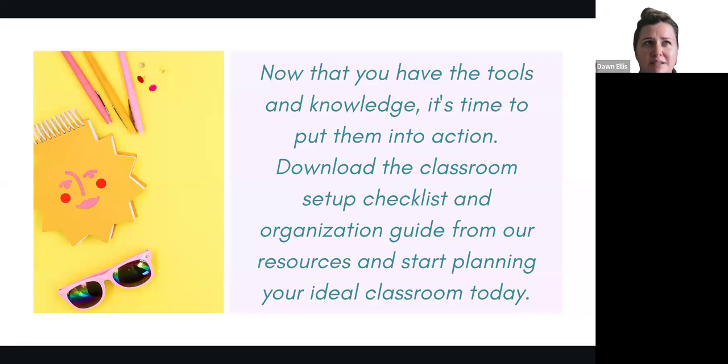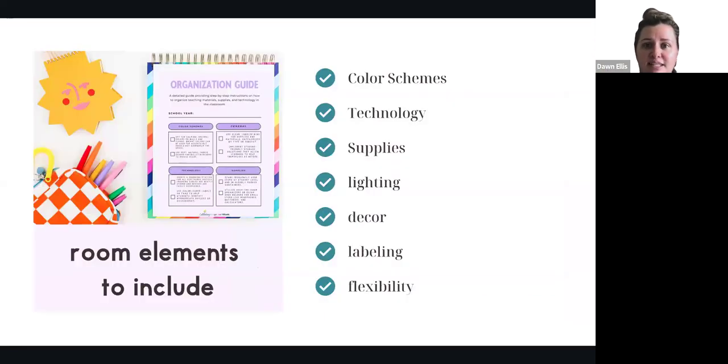If you're having a hard time deciding what areas you want to include, make sure to look at the classroom checklist and the organization guide, because those will walk you through the different elements that you can include for your classroom. Just to go over some of the elements quickly: room scheme, technology, supplies, lighting, decor, labeling, and any kind of flexibility of what else you need in your classroom.